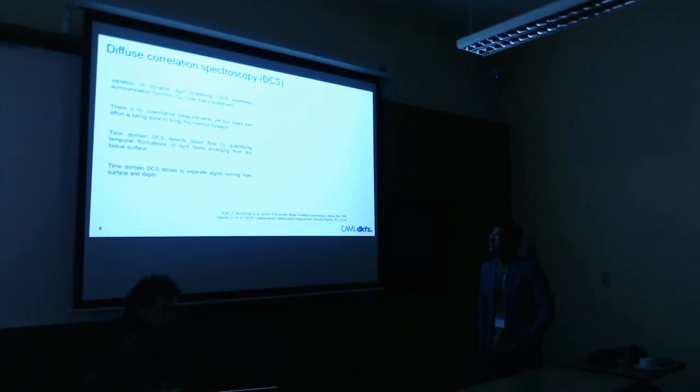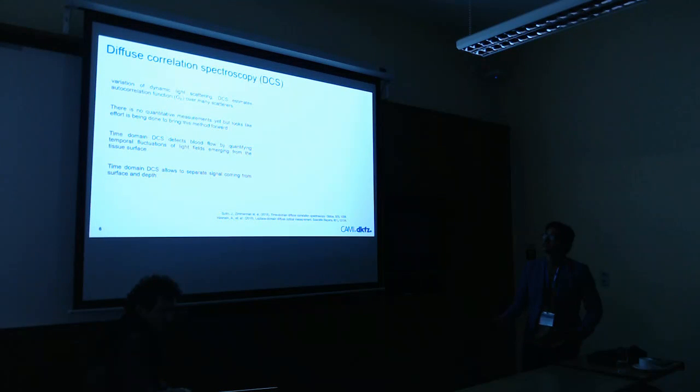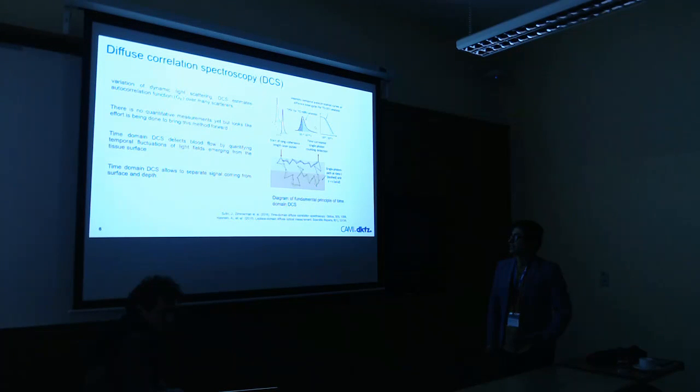The next is called diffuse correlation spectroscopy, and this is another technique that exploits information in the time domain. If you launch a laser pulse train into the tissue and measure at a certain distance, you can separate the signal that comes from the surface of the tissue from the signal that comes from deep in the tissue. With this, you can create a nice 3D map of the composition of the tissue.